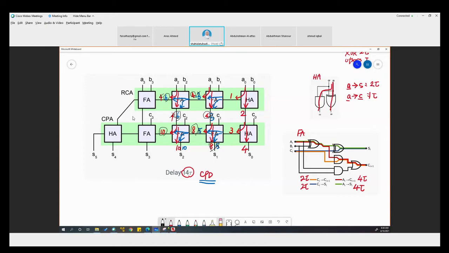Is it 6 or 5 here? We have 1 plus 4... Oh, I know. It's 4 plus 2 from here. Okay. Thank you, doctor. All right. And then we will do the same here. This is the full adder.